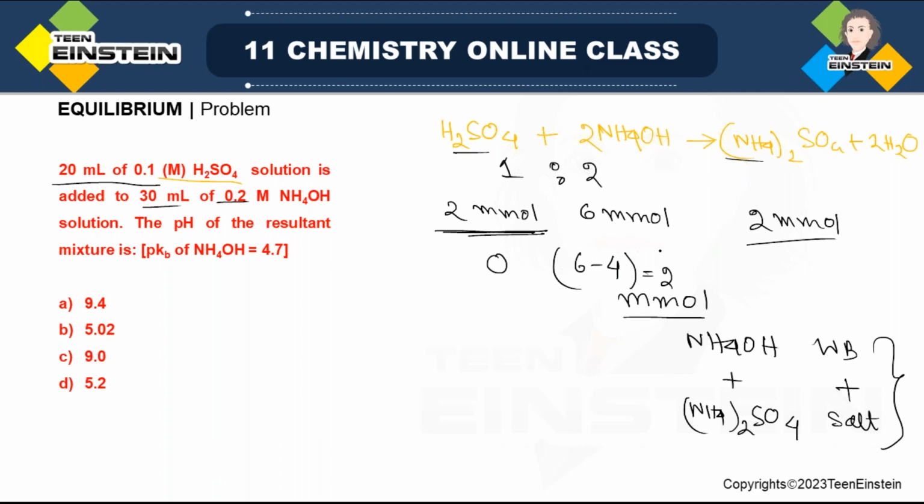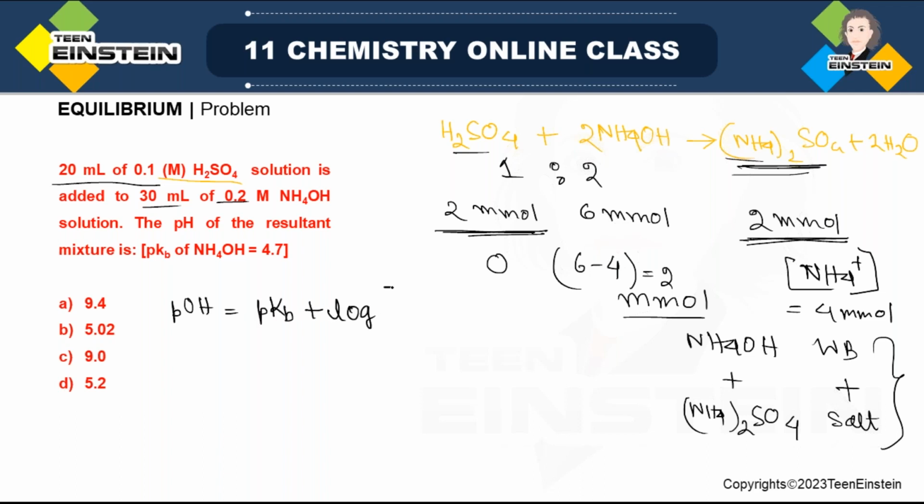Both are 2. Sorry. One thing you have to notice, there is a chance of error. It is 2 millimole. But we have to understand not just the salt concentration, we have to understand how many NH4+ ions are present. So it is 2 millimole, but the number of NH4+ for each millimole is 2. So it will be basically 4 millimole. Be very careful.